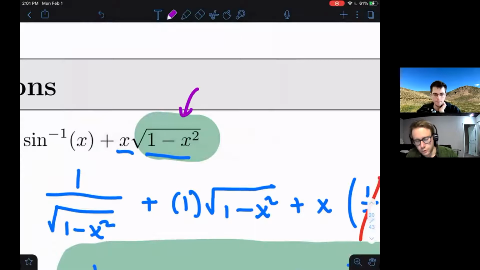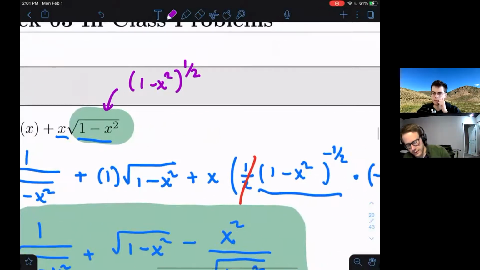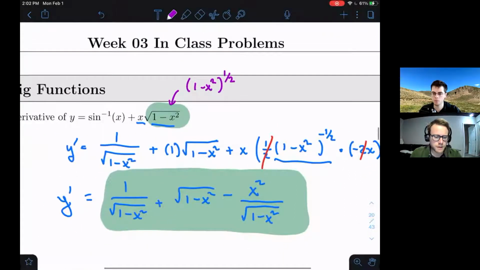Really what we would do is a rewrite. So this right here, the square root, means 1 minus x squared raised to the 1/2. So again, that's a way to rewrite square roots in their exponential form. And then when you go to take the derivative of this, hopefully this follows a little bit more closely. The 1/2 comes down, we're using the power rule at this point. So excellent. Anything else coming up?